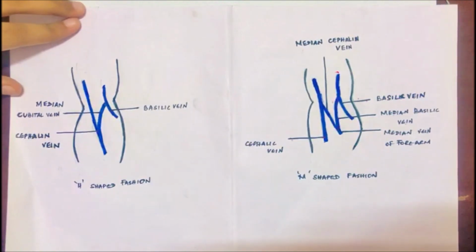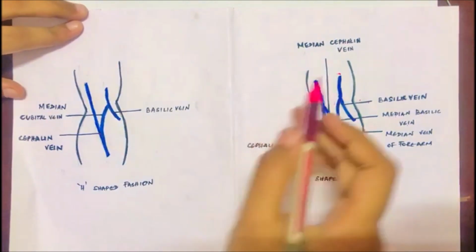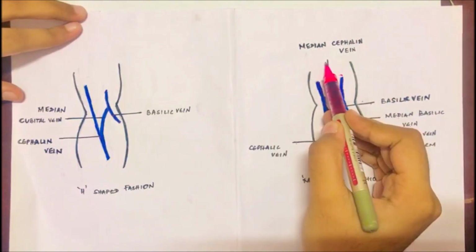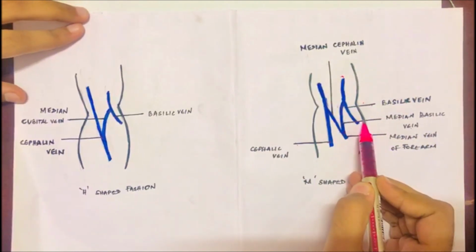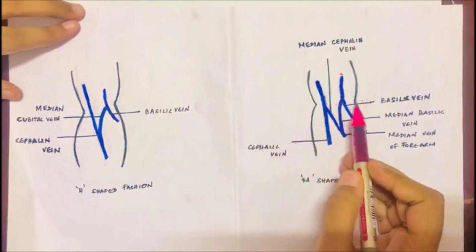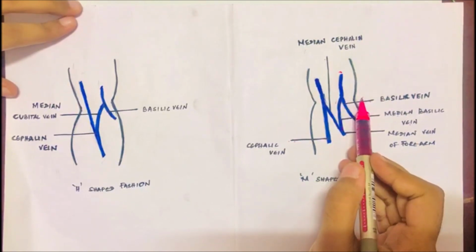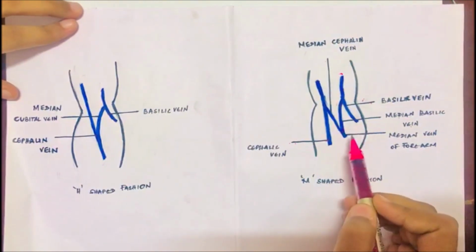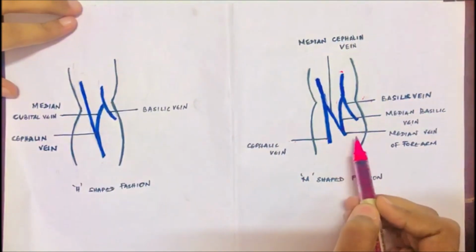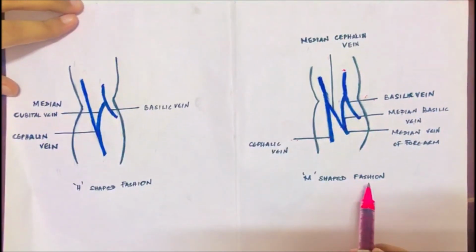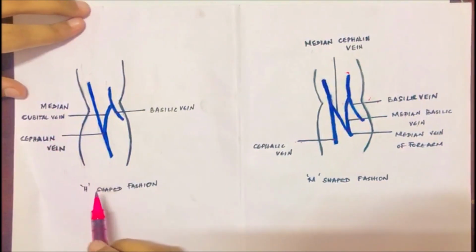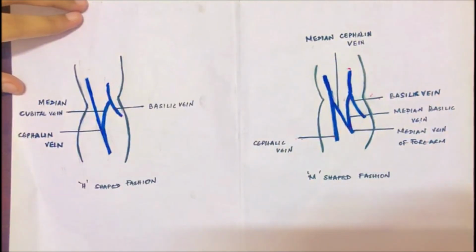Sometimes the upper end of the median vein of the forearm bifurcates into the median cephalic vein and the median basilic vein, which join the cephalic vein and the basilic vein, and in that situation the medial cubital vein is absent. When the medial cubital vein is absent, it's called the M-shaped fashion, and when the medial cubital vein is present, it's called the H-shaped fashion.